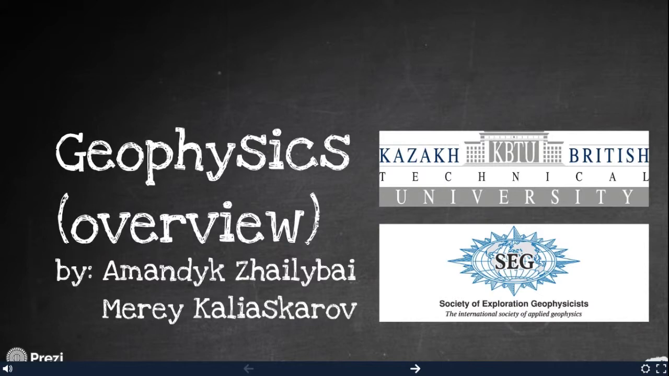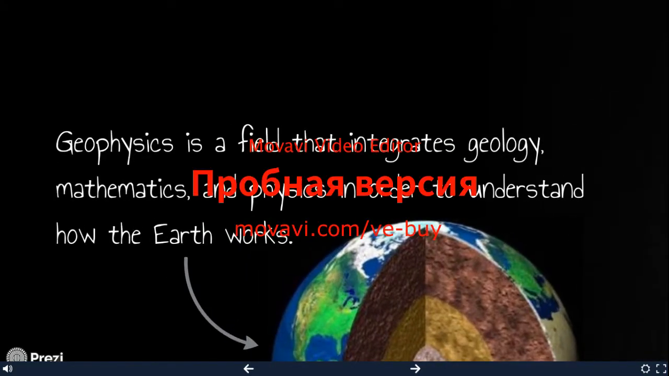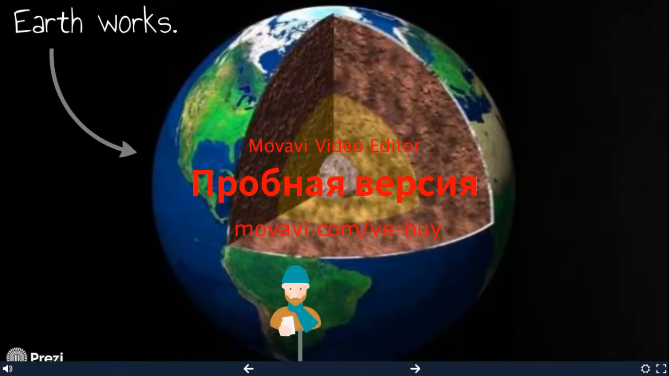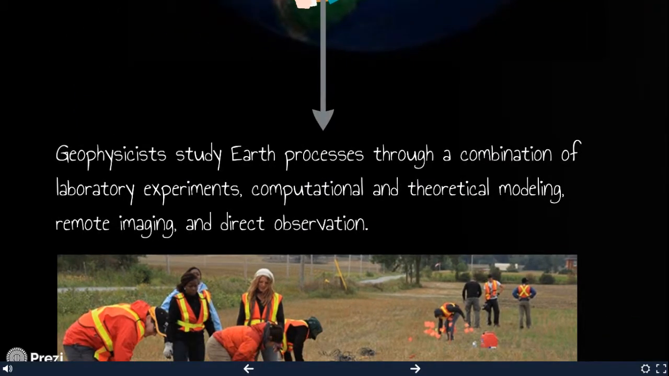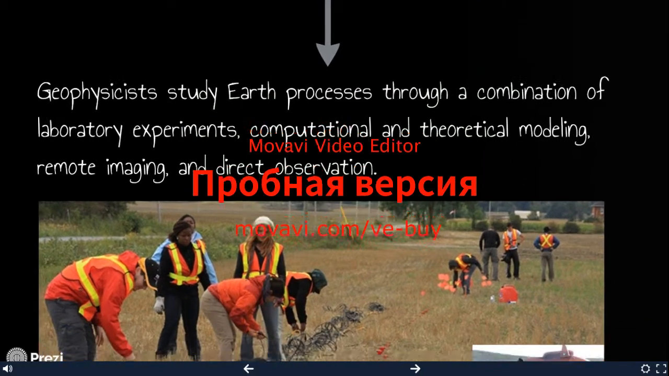So what is geophysics? Geophysics is a field that integrates geology, mathematics and physics in order to understand how the earth works. Here we have a picture of an earth and its interior. People who are engaged in geophysics are called geophysicists. Geophysicists study Earth processes through a combination of laboratory experiments, computational and theoretical modeling, remote imaging and direct observation.